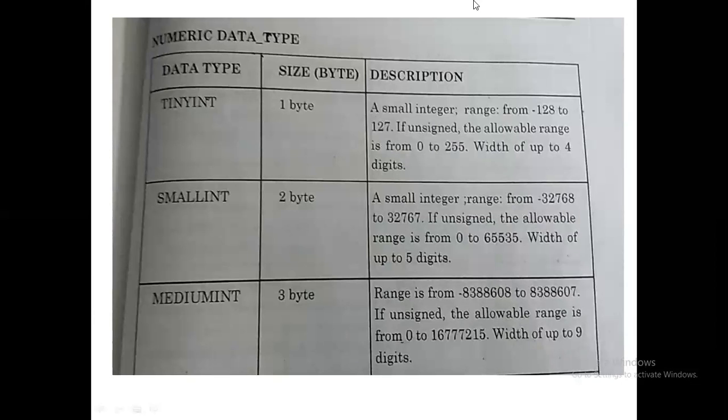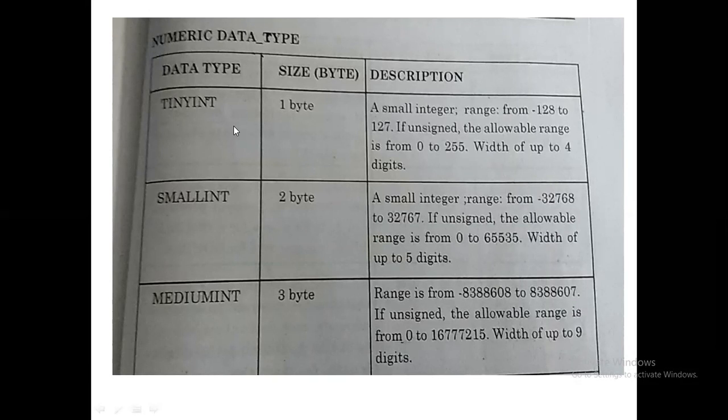So this is a tabular form of all numeric data types. First, this is the data type known as TINYINT. The size is 1 byte, and the description says what this data type can do: a small integer range from -128 to 127. If it is unsigned, the allowable range is from 0 to 255 and width up to 4 digits. So up to 4 digits we can insert if you declare the data type as tiny int.